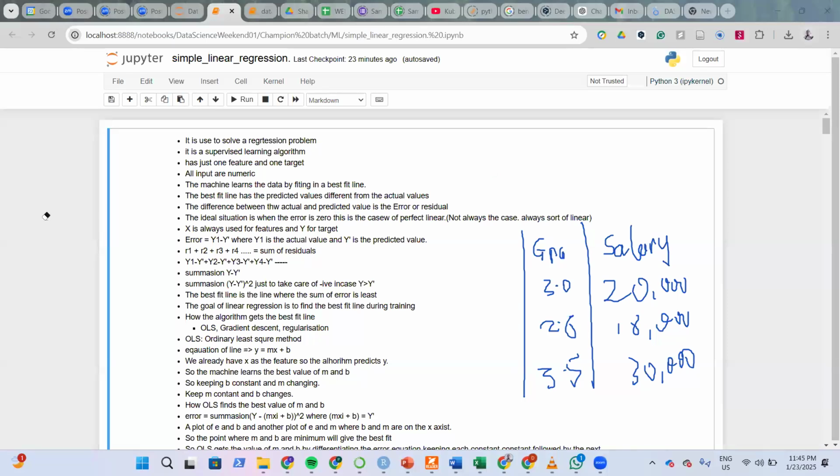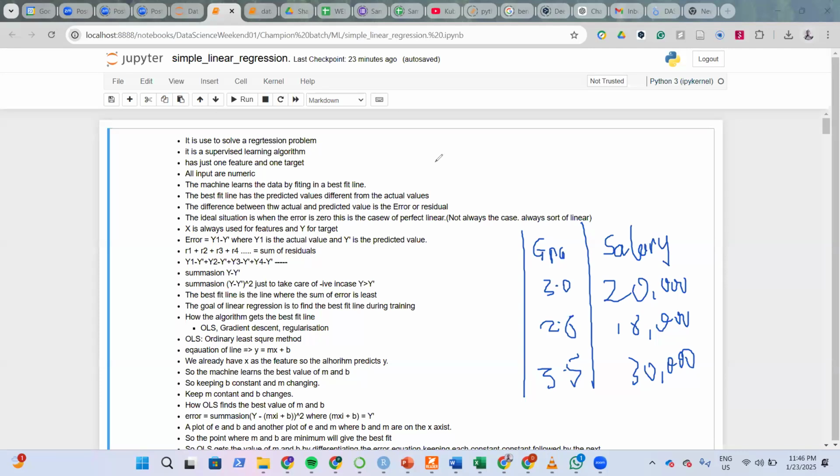You start by training your algorithm. We talked about this extensively in our last class. So you start by training your algorithm. And how do you train your algorithm? You take your data. Let's assume we had a data set that talks about GPA and salary. We take this data, we give this data to that machine learning algorithm.